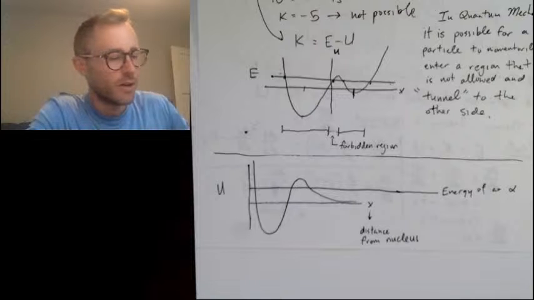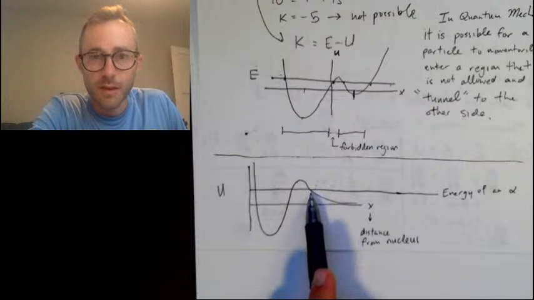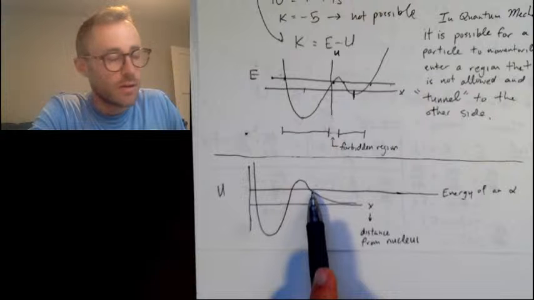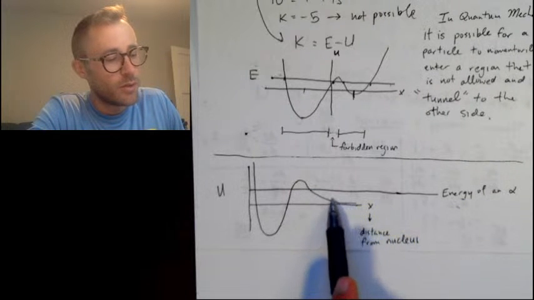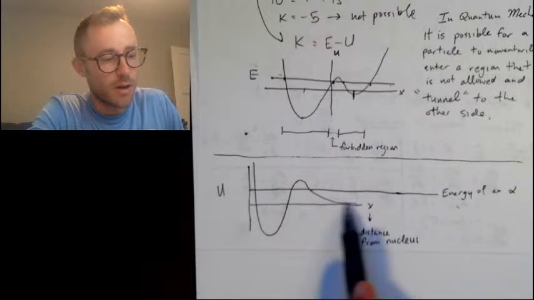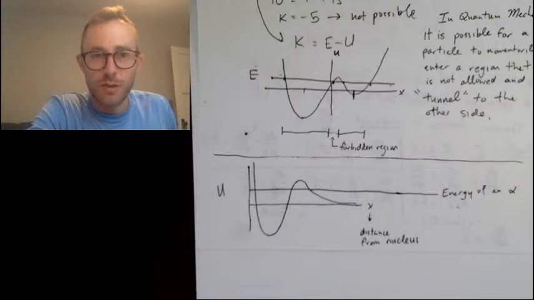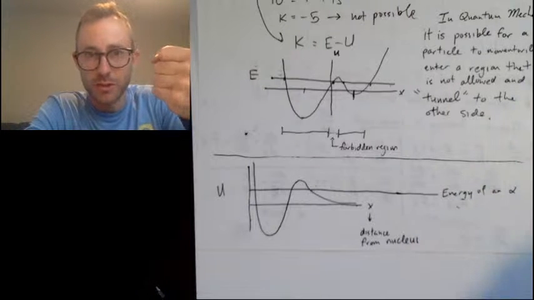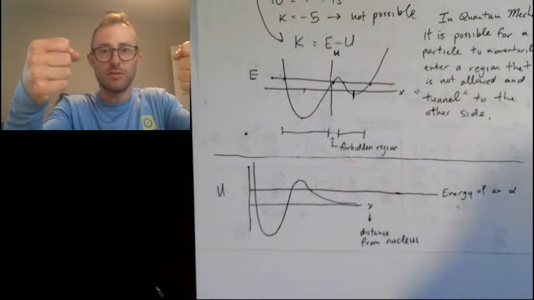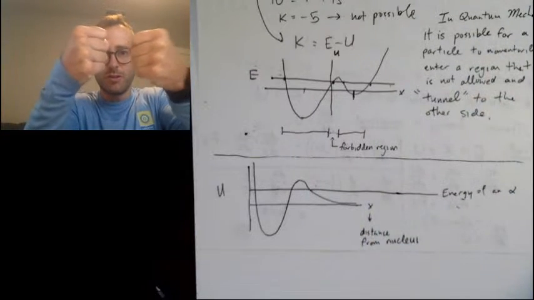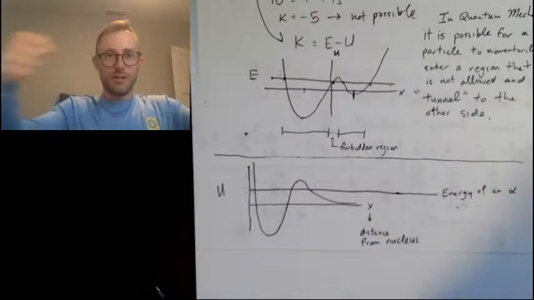Now, if the energy of the alpha particle is this amount, then what would happen? The alpha particle would approach, hit the turning point, and come back. Remember, the nucleus is positively charged, and an alpha particle is a helium nucleus, which is also positively charged. So they electrically repel each other. They approach, and then they bounce off each other.